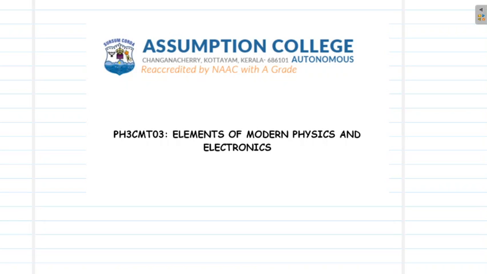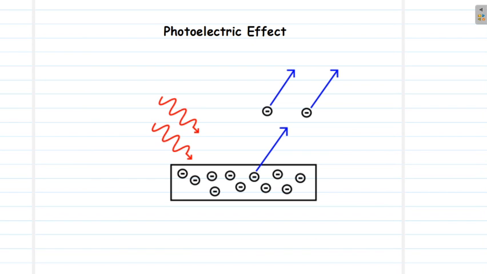Hello friends, in today's video, let us try to understand the photoelectric effect. The photoelectric effect was observed by Hertz in 1887. So he observed that when light of suitable frequency is allowed to fall on certain metals like sodium, copper, etc., electrons are emitted by these metals. This effect was termed the photoelectric effect because the light is inducing the emission of electrons in these metals.